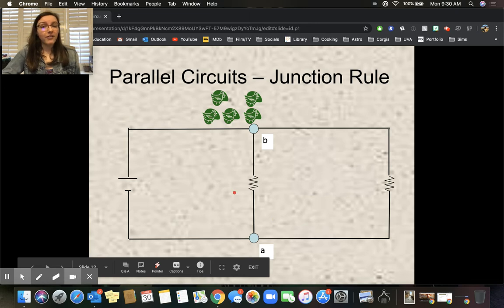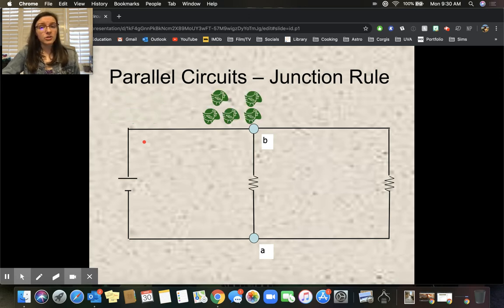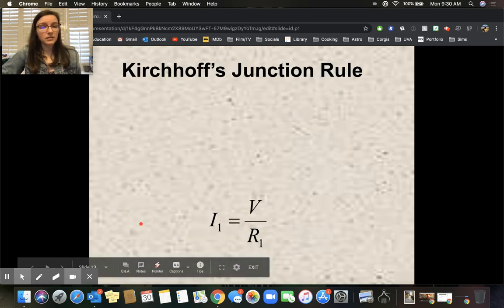So I had 5 chickens starting right at the beginning in the main line. I get to a junction point. If this piece was not here, then all 5 would move from B to A and move around.